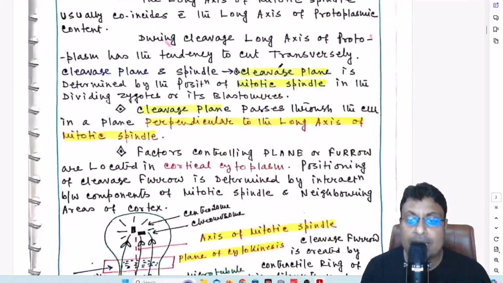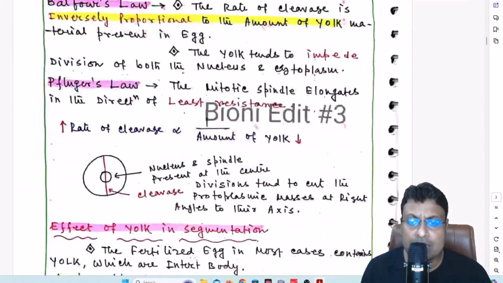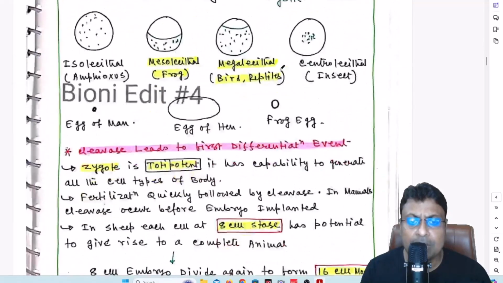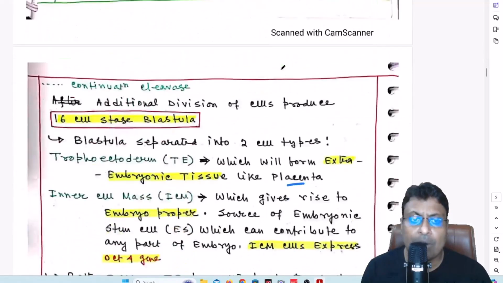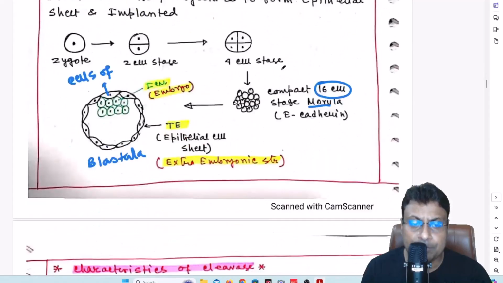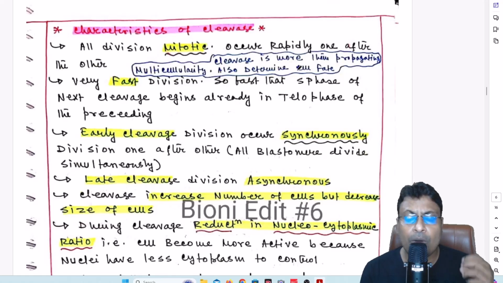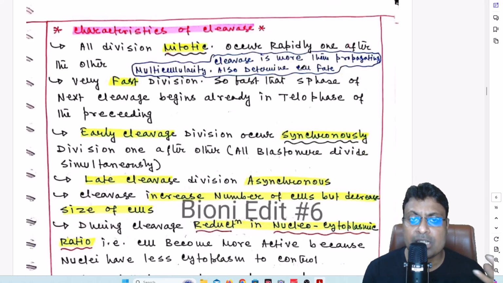In the next video we will discuss the rules of cleavage, and here we will only see the characteristic features of cleavage. So what is cleavage and what are the different characters of cleavage, right? Now the characteristics of cleavage. In cleavage, the zygote undergoes mitotic cell division, all the divisions are mitotic and occur rapidly one after another, and cleavage is more than propagating multicellularity, it also determines the cell fate. That means cleavage determines what type of cell will become what structure, right?